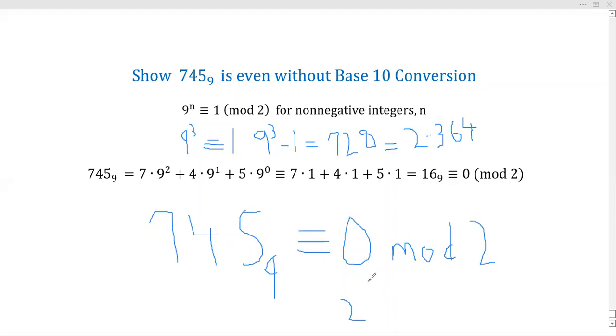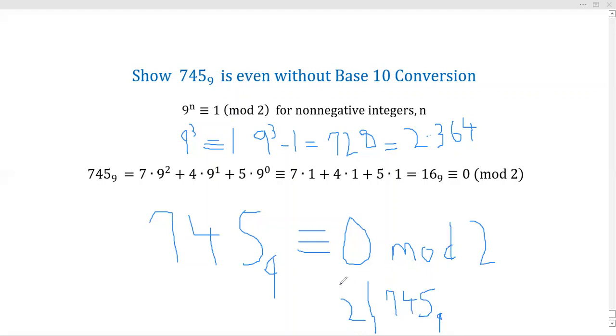and this very tall vertical bar, 2 divides, that means 2 divides 745. Sorry, it's not much of a vertical bar, more like a snake. And I'm not saying 745 in base 10, so that's base 9 there. Okay, folks? So 2 divides 745 base 9, that's tantamount to saying 745 is even. That means 745 is an even number.